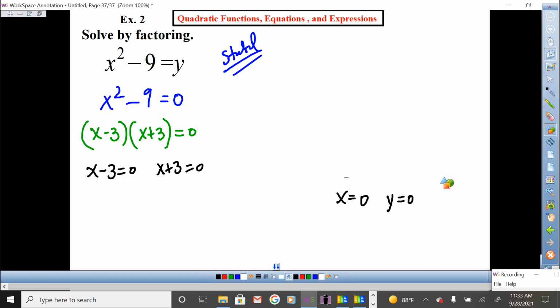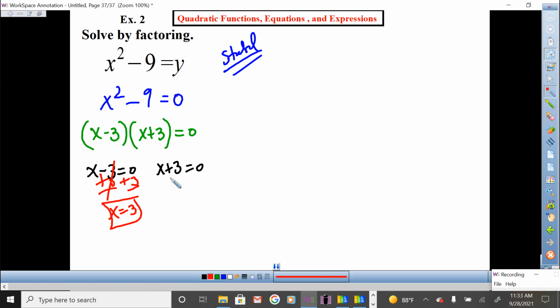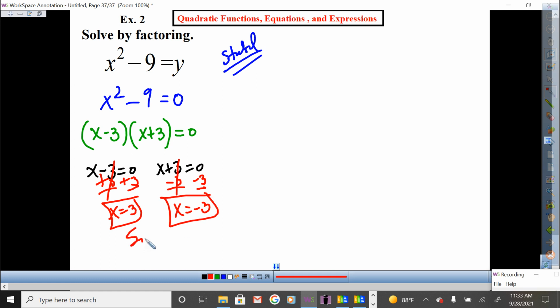Just wanted to elaborate with the numbers so that you can see it. Look at it. Doesn't that just want you to solve them? Right? Solve them. So what do we do? Plus 3, plus 3, x equals 3. How about this one? Minus 3, minus 3, x equals negative 3. And these are my solutions.